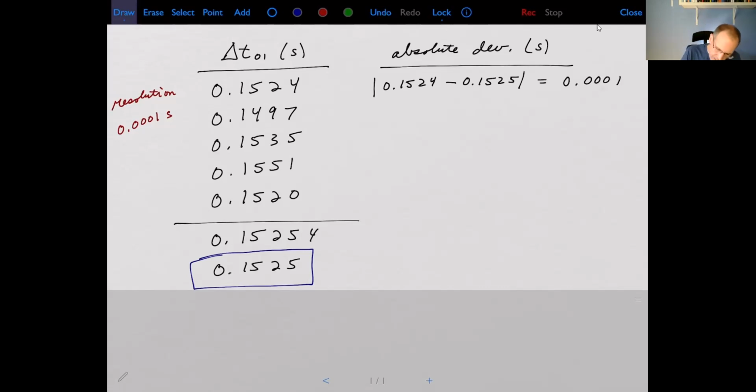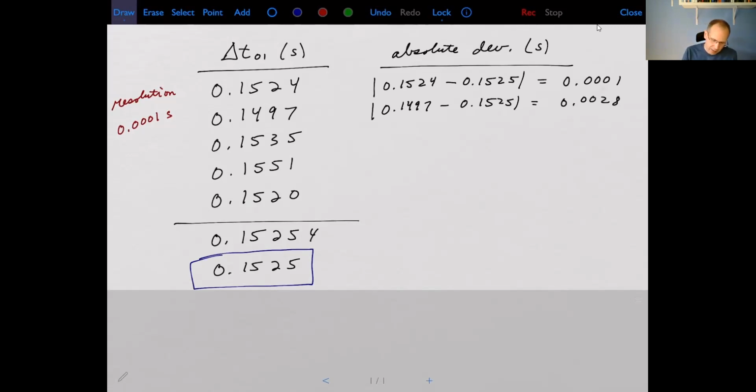The next one would be 0.1497 minus 0.1525. Well, that would be negative 0.0028, but then absolute value makes it positive 0.0028. Then I do it for each of them, right?